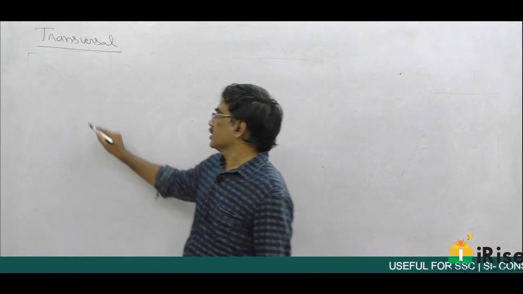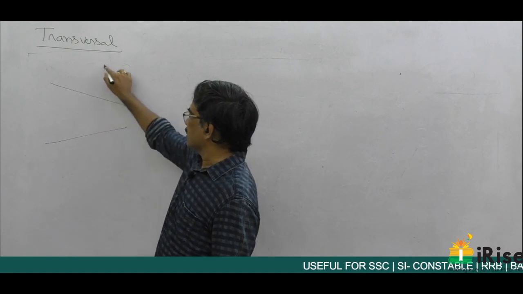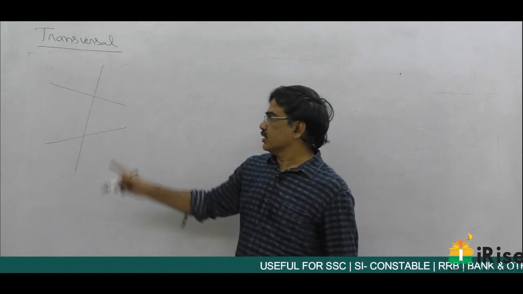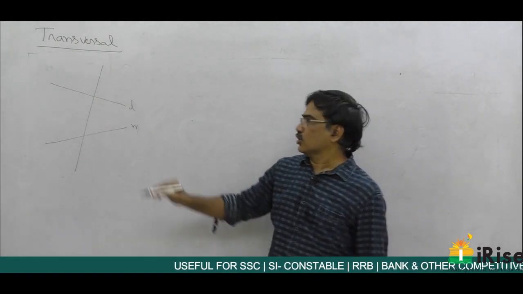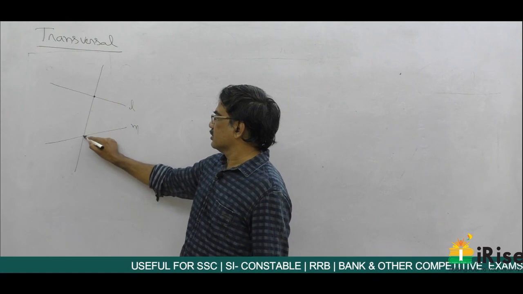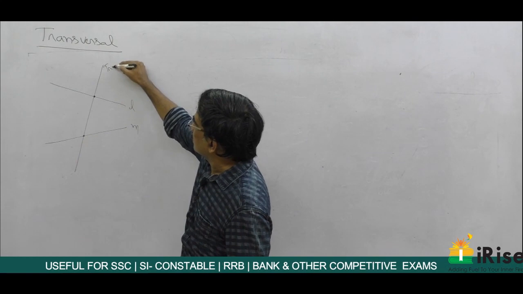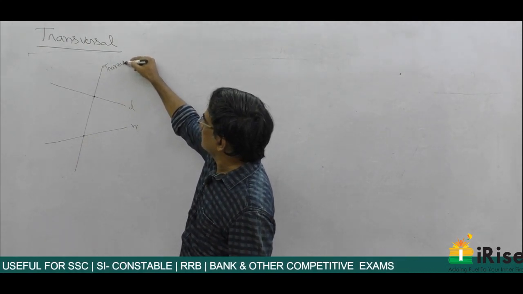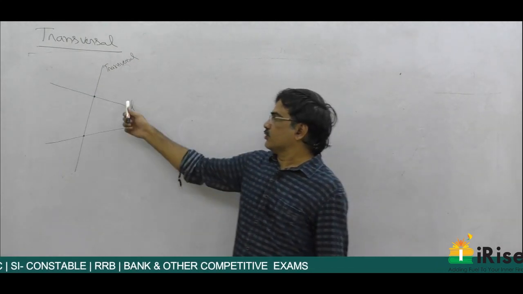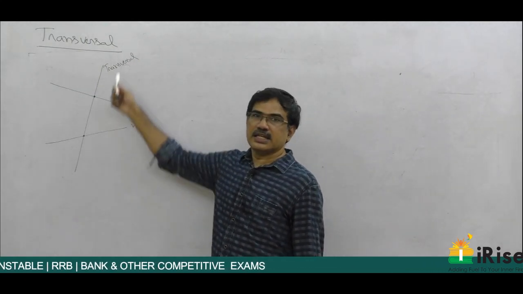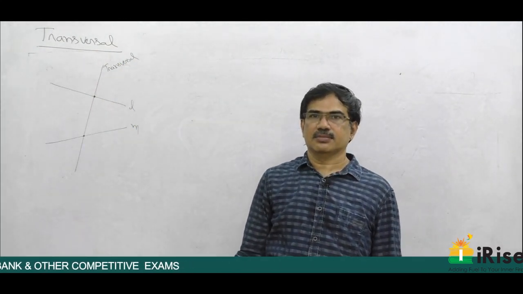Transversal. If two lines are intersected by one more line at two different points, then it is called a transversal. This is called a transversal. A line that intersects two lines at two different points is called a transversal.